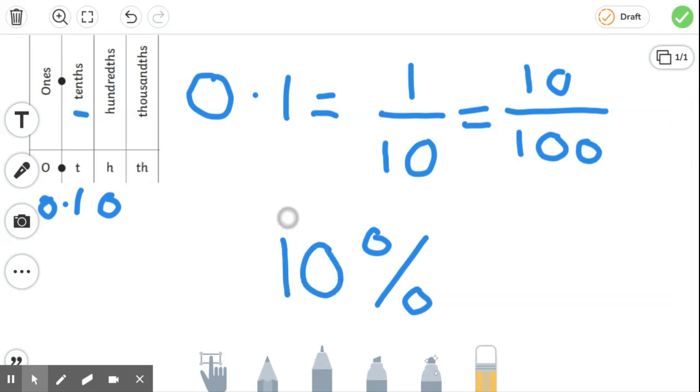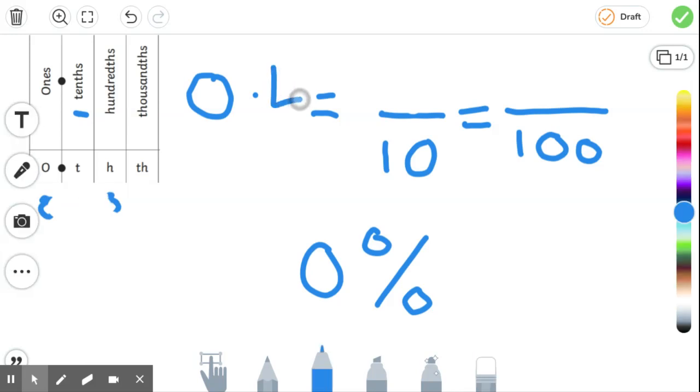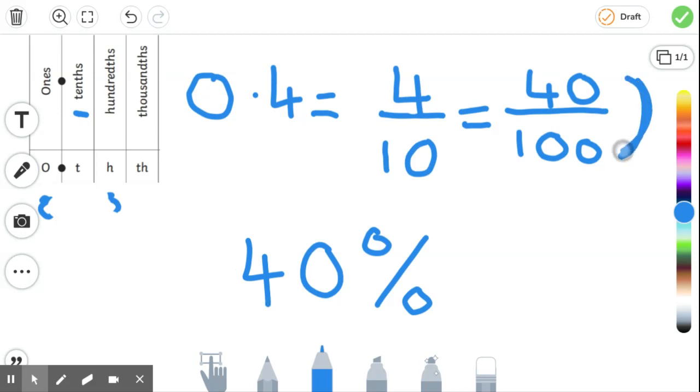If I simply change the 1 in my example and create the number 0.4, then we know that that is 4/10, which as a fraction is 4 out of 10, which is 4/10. When we times the numerator and denominator by 10, we'll get 40 out of 100. So our percentage would be 40% because it's 40 out of 100.